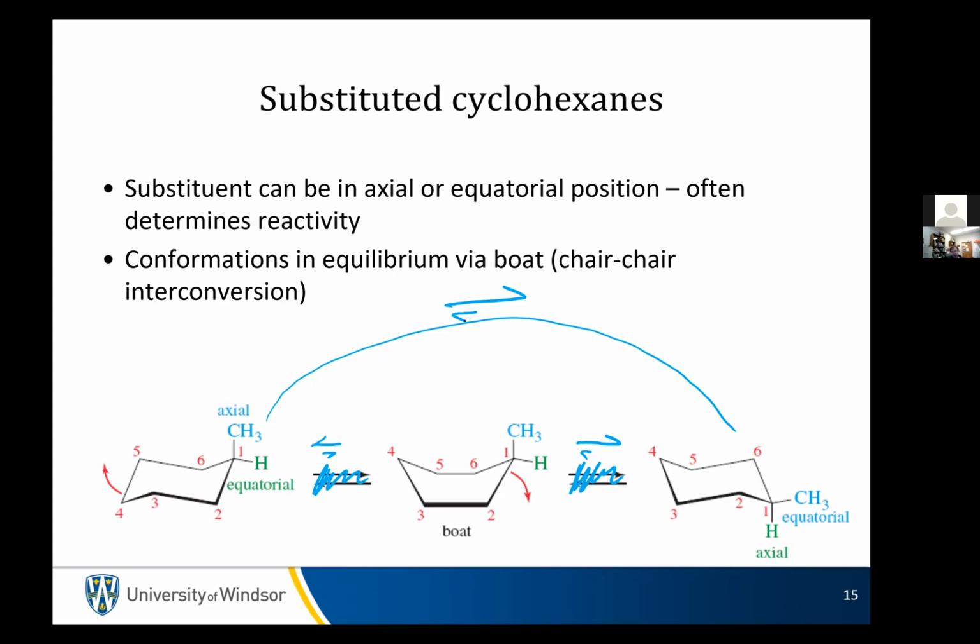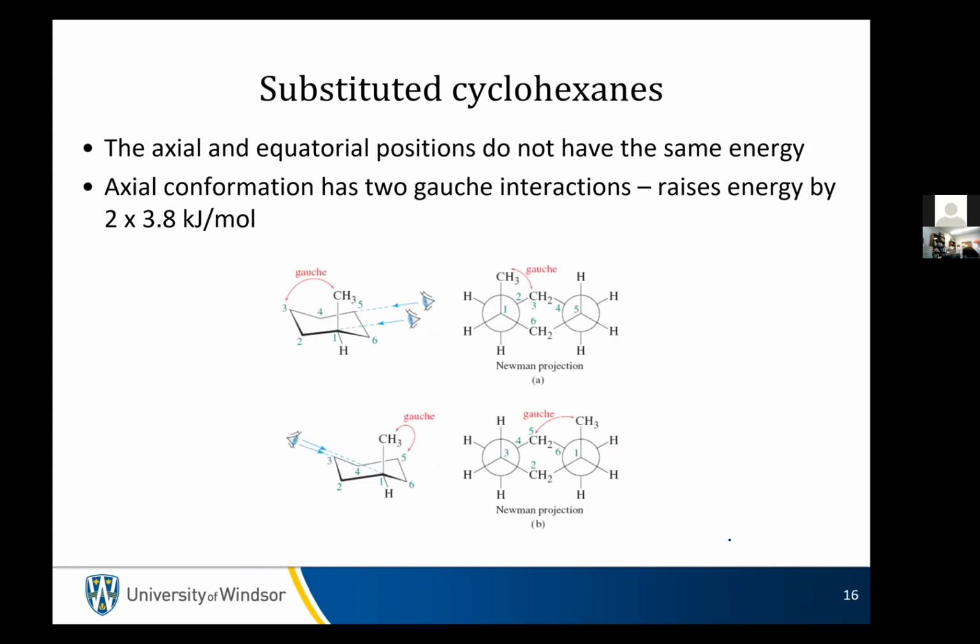Which one is bigger? Because you want to get the big thing equatorial, because then its big thing's got more electrons taking up more space. And so you want those away from everything else. And so axial conformation basically has two gauche interactions that you don't have in equatorial, and that's why it raises the energy.